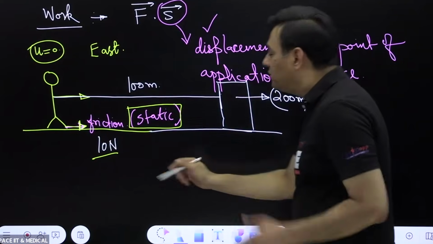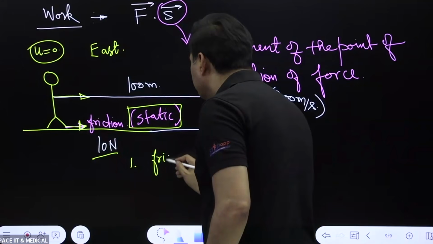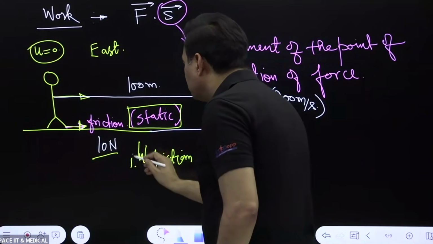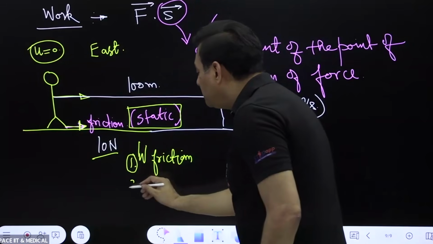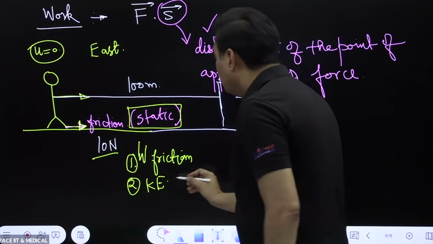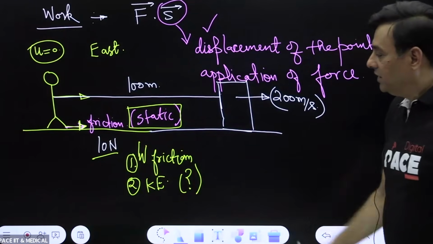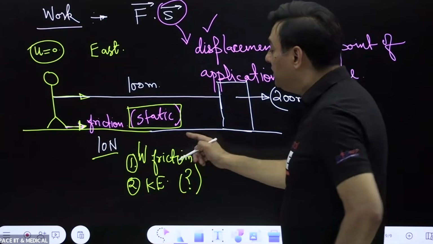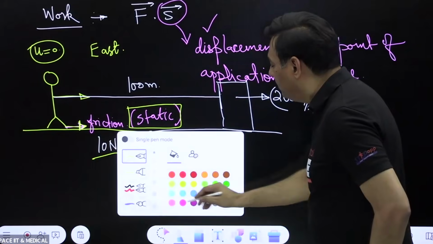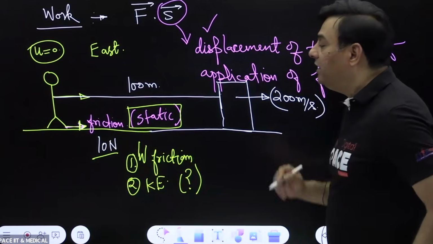What was the work done by friction? First question is the work done by this friction force. Second question is, a change in kinetic energy happened. Where did that kinetic energy come from? Now, these are very conceptual and beautiful questions that I am asking you. So everyone must understand what is being discussed. What is the work done by friction? Quickly.